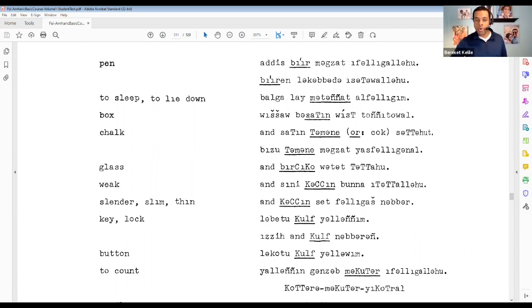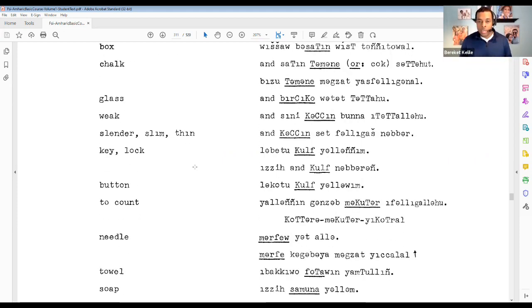And then they have the word basatin, but I would say it's probably sat if we strip away the prefix and what looks like a direct object suffix. We have the word sat for box. Then you have timana or choke for chalk, burchiko for glass, and that means like a glass as in a cup, a glass cup.